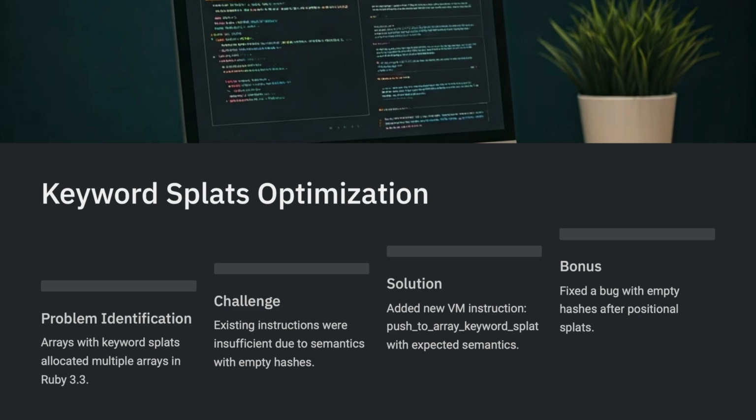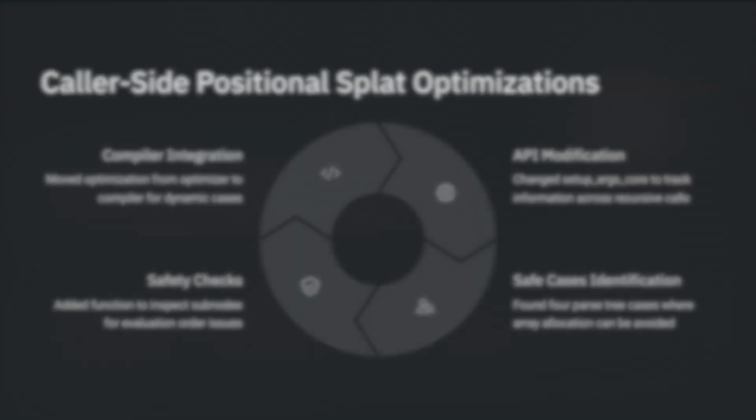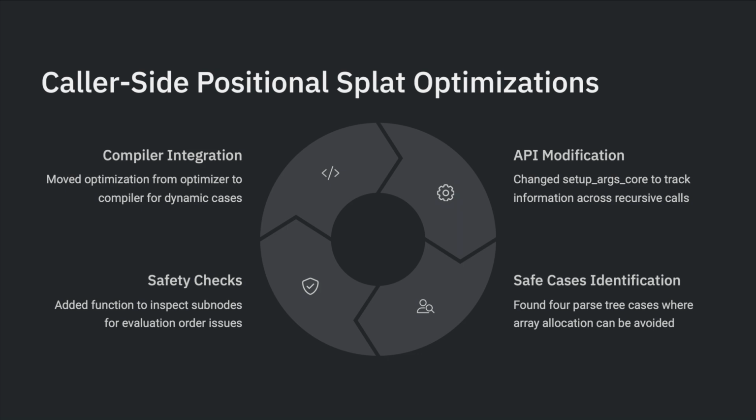Okay. 3, a splat followed by only literal keywords or a single keyword splat, so m(*a, k1: 1) or m(*a, **h). Right, the cases the old optimizer could handle. Yeah. And 4, a combination of 2 and 3, regular args, then a splat, then literal keywords or a keyword splat, like m(x, *a, k1: 1) or m(x, *a, **h).